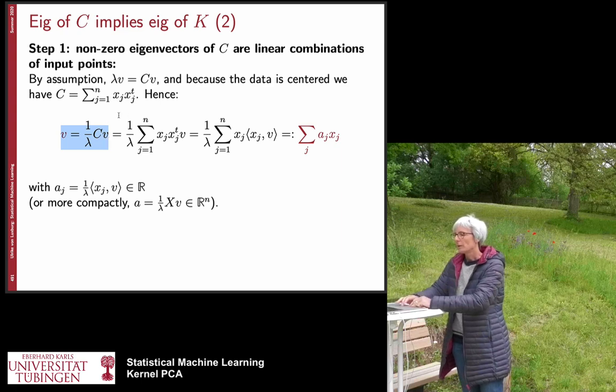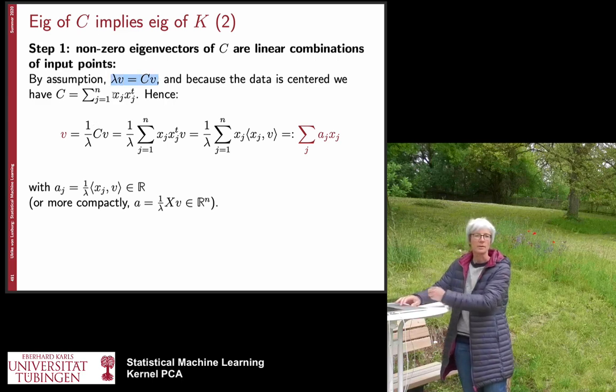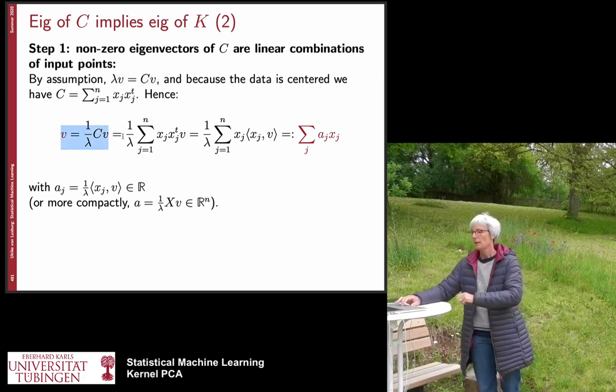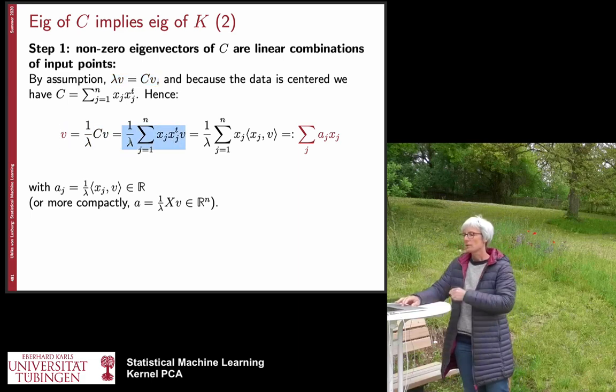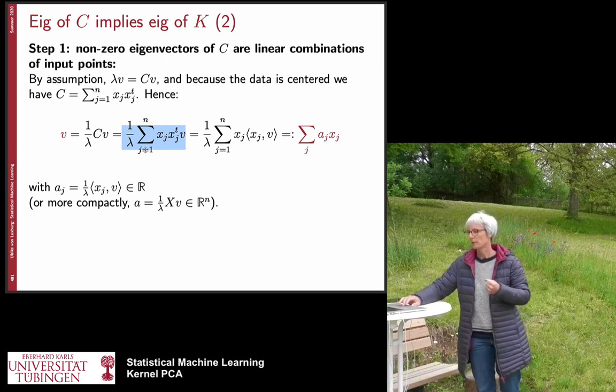This is 1 over lambda CV. This is essentially this equation here, which comes from this assumption. It's just rewritten. We divided this equation by 1 over lambda. So we have this equation here. Now we plug in the definition of the covariance matrix. Nothing really changed so far. We just plug in the definition.